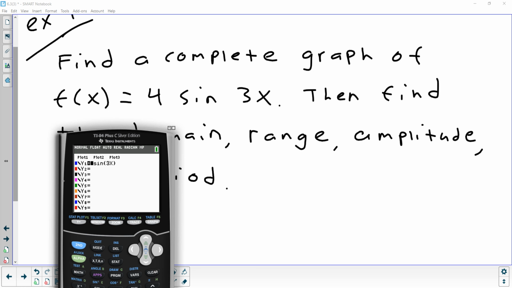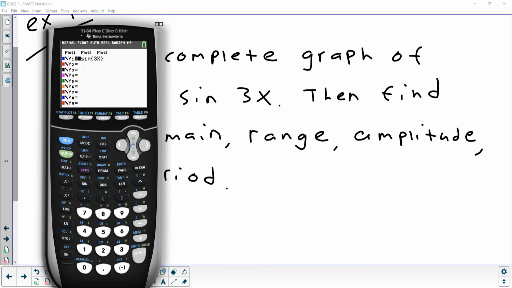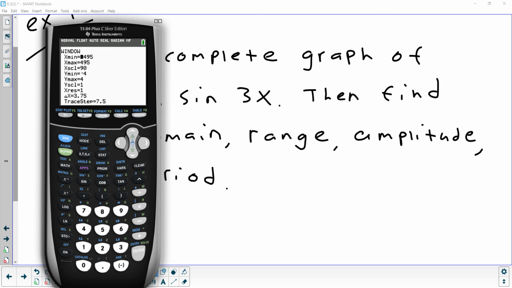What's going to be the period of this? John? 3 is part of the period, but the period will be a fraction. Is it 2 pi over 3? It's 2 pi over 3. So if I want to show 2 full cycles, I would need to double that. By the way, you could do 360 over 3 if you were doing this in degrees, but we're doing it in radians. So instead of 2 pi over 3 for the max, let's double it to 4 pi over 3. That'll show 2 full cycles.